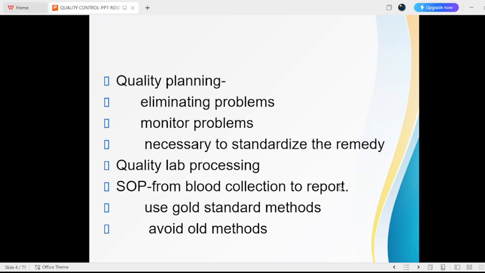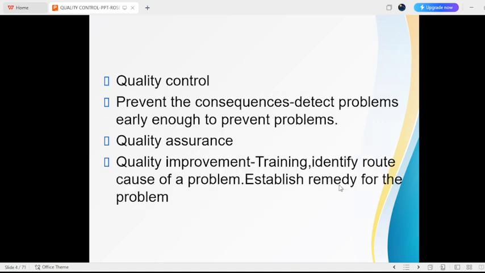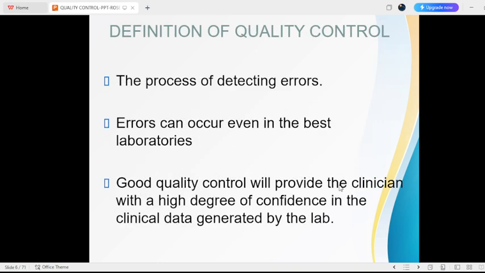And the next important point is to always use gold standard methods to get more precise and accurate results, and avoid the old methods. The importance of quality control is to prevent the consequences and detect the problems early enough to prevent them. And next is quality assurance. And quality improvement means training. Proper, regular, timely training is required for the lab staff, and identify the root cause of a problem and establish the solutions for it.